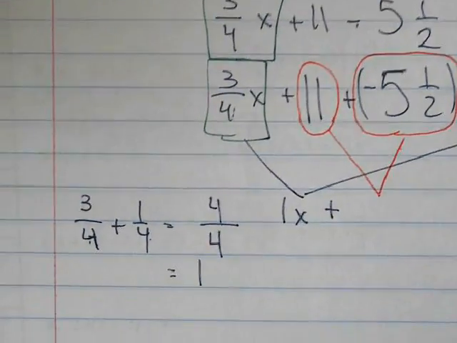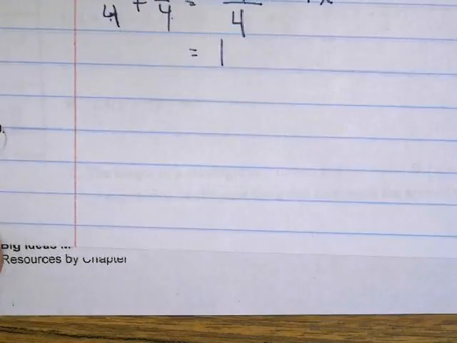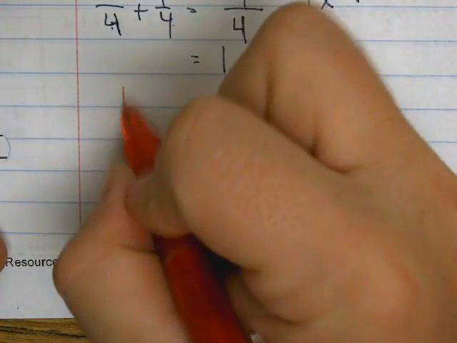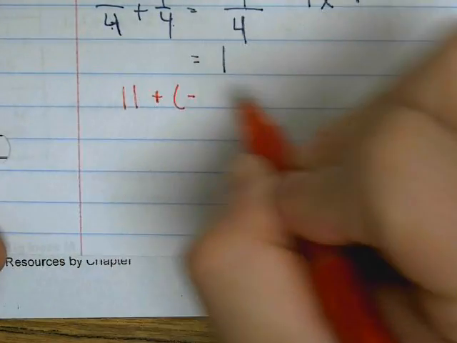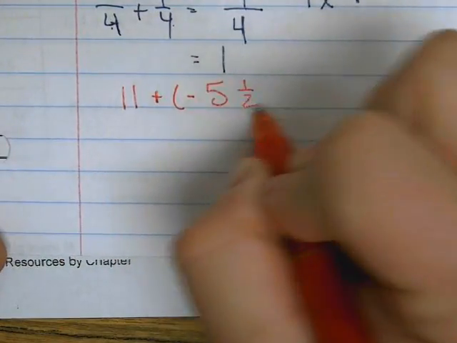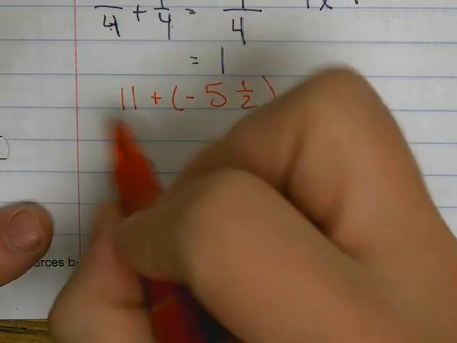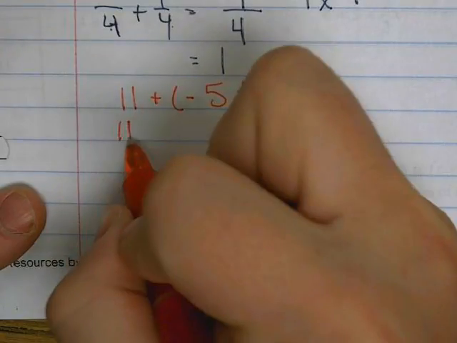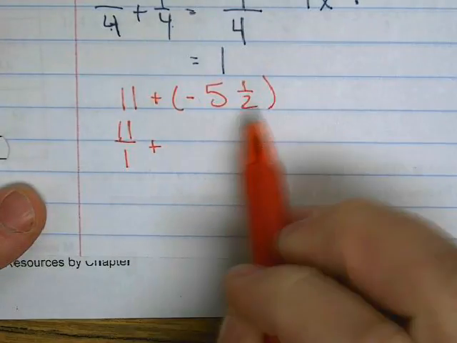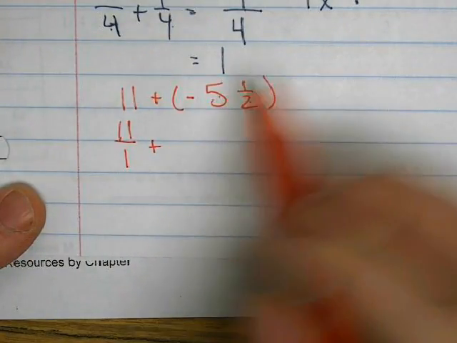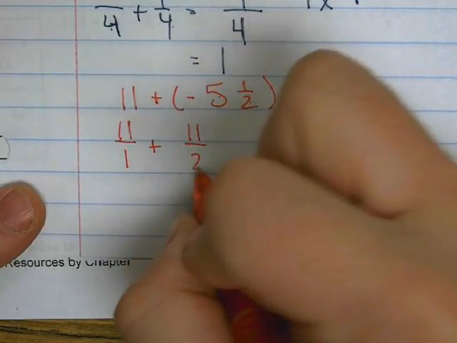So let's go down here, do our side work. 11 plus a negative 5 and 1/2. So we have 11 plus negative 5 and 1/2. We'll need to turn everything into our improper fractions. So we'll have 11 over 1 plus, multiply, 2 times 5 is 10, 11 over 2, negative 11.